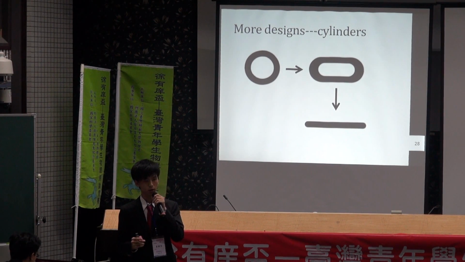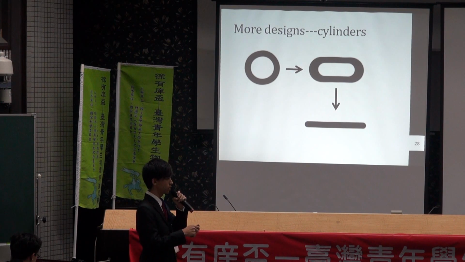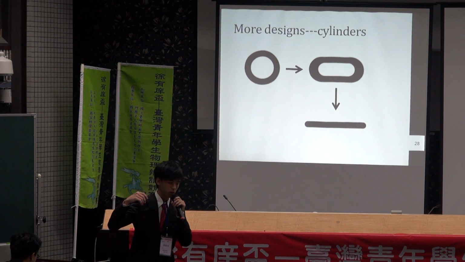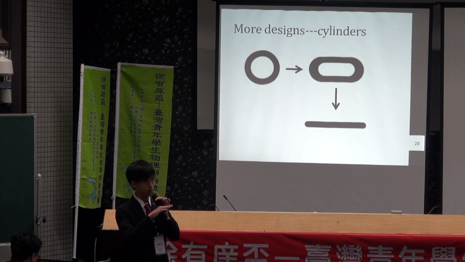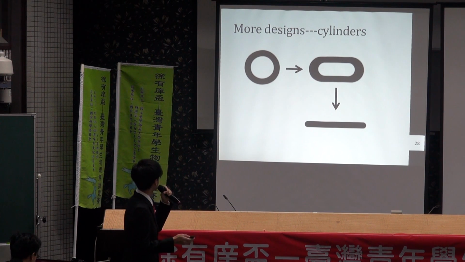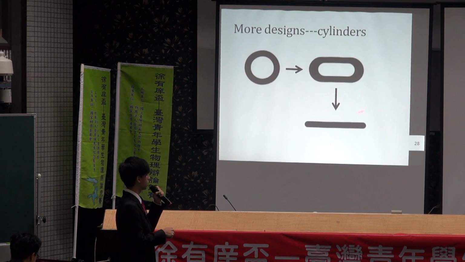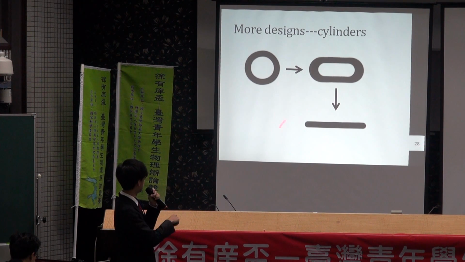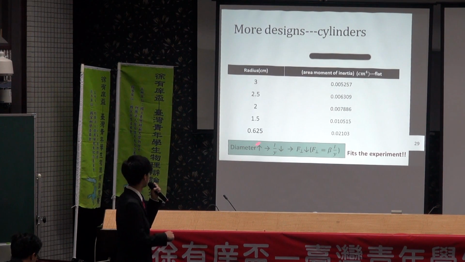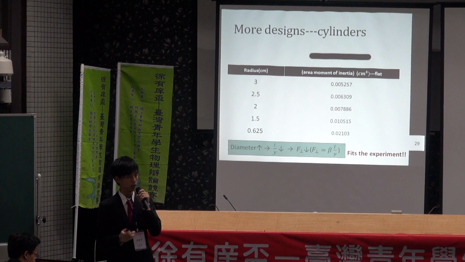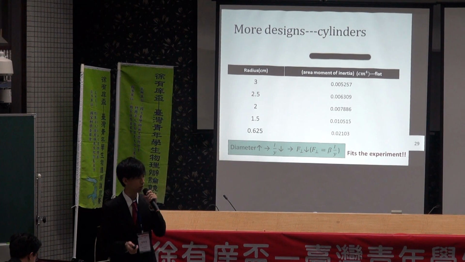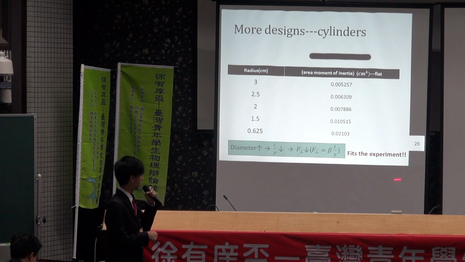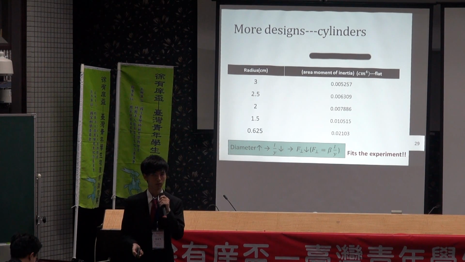When the force is exerted on the cylinder, it changes the shape to a flat piece of paper. So we measured the second moment of inertia of this shape, and we get that when the radius is bigger, the inertia will be smaller. So that's why this fits our experiment.